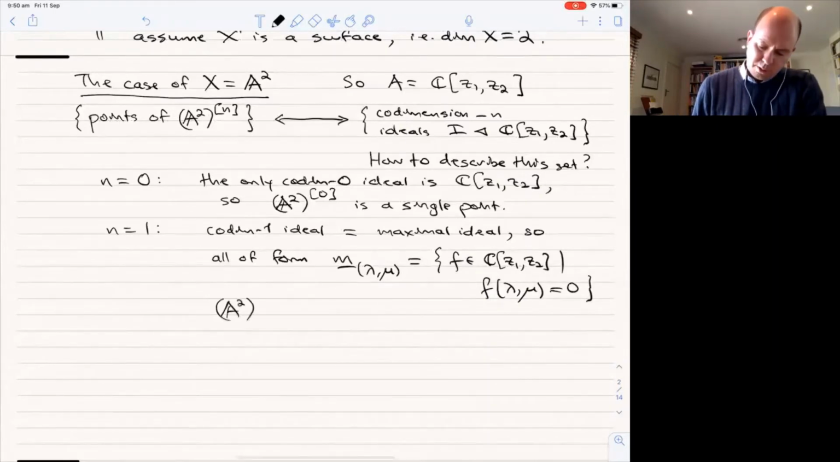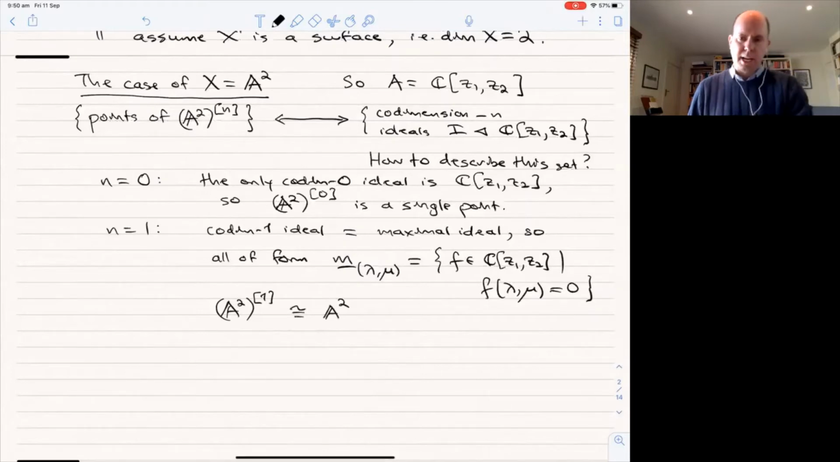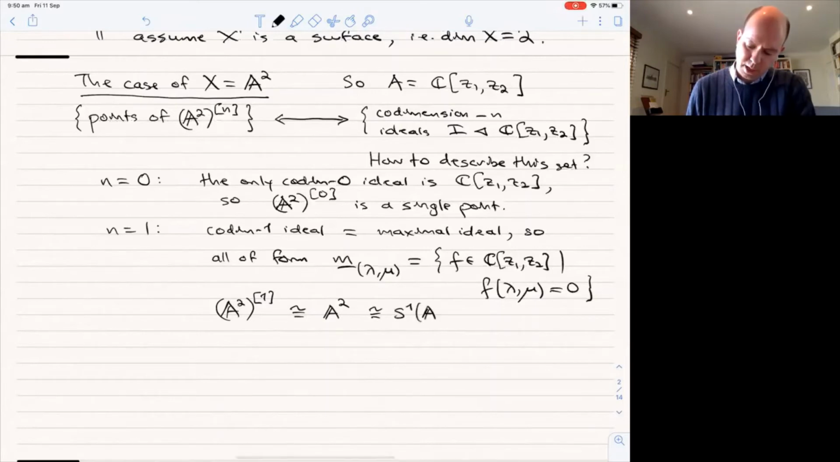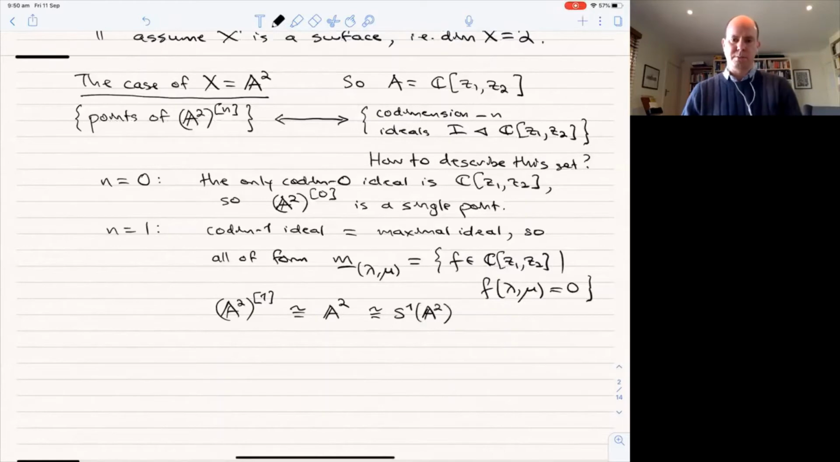So points of the first Hilbert scheme are just the same as points of A2 itself. In fact, once we give the proper algebraic geometry definition, this is just going to be isomorphic to A2 itself as a variety. So here you don't see any difference between the Hilbert scheme and the symmetric power, because of course S1 of A2 is also just A2.